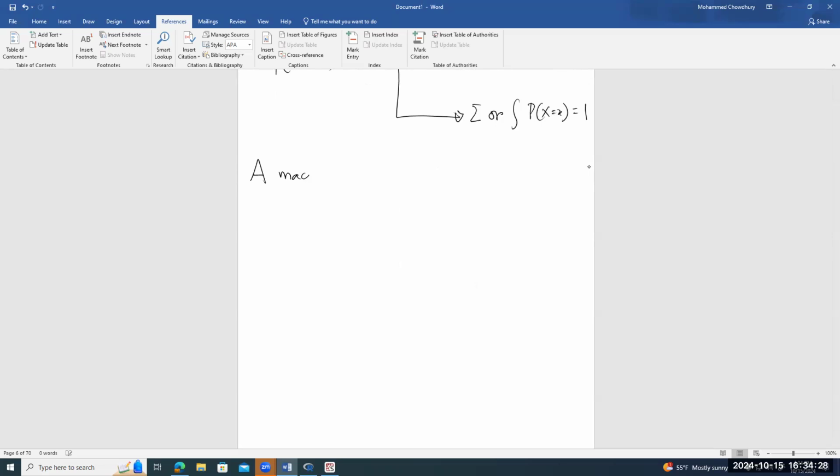At Macomb railway intersection, the accident rate is 3. Okay? Accident rate is 3 per day, suppose something like that. That's a bad intersection.